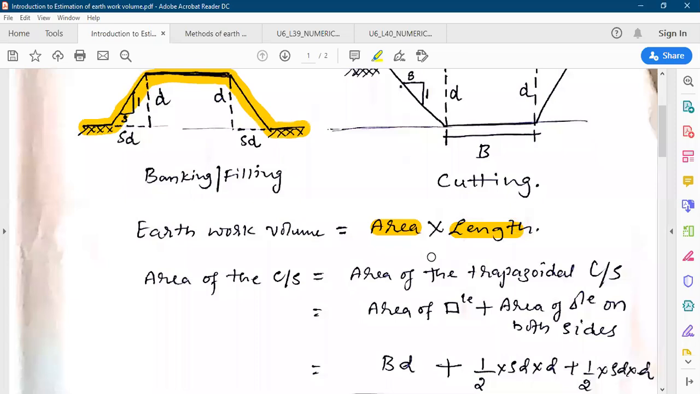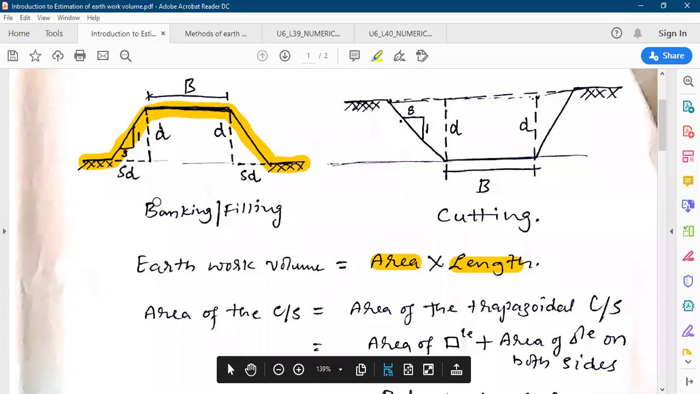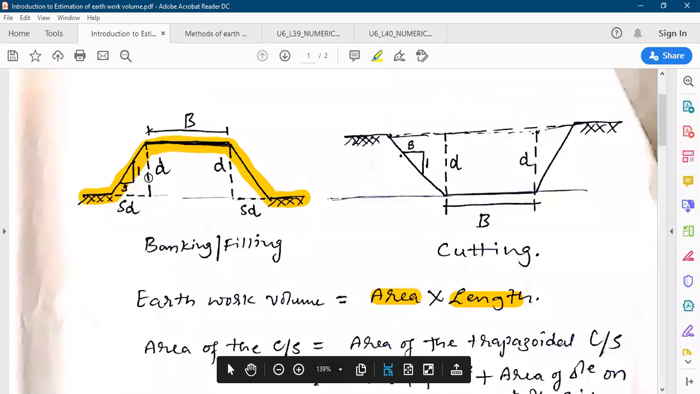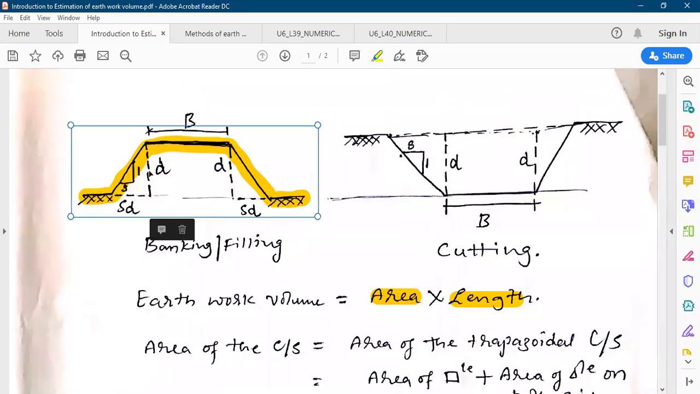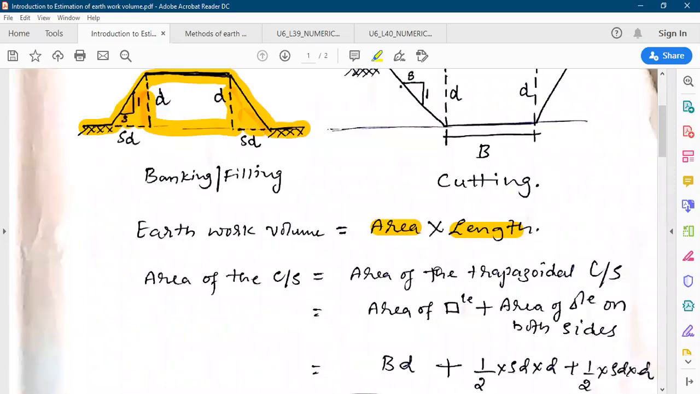That can be calculated by separating the parts. We can have the two parts here, one is the rectangular part, and the other two are triangular in shape. This is the rectangular part we can identify, and the remaining are the two sides, which are two triangles. Now let us calculate the area of this rectangular portion.